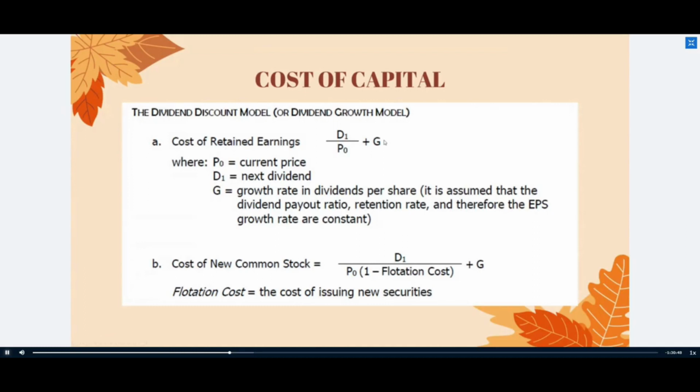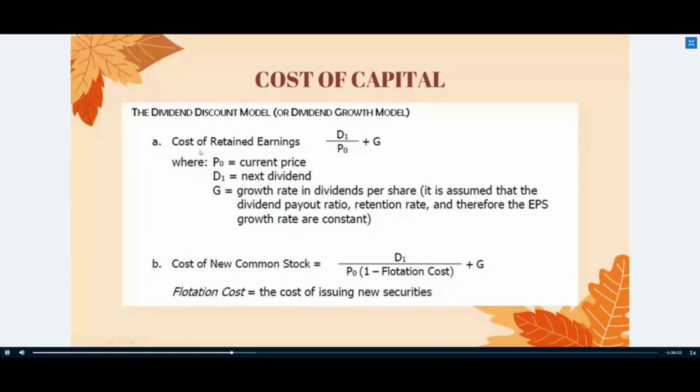Right? Now, what if it's cost of new common stock? So again, it's D sub 1 over P sub 0. Same pa rin naman yan. Multiply by 1 minus the flotation cost. Tandaan, ang flotation cost, this is the cost of issuing new securities. So, bakit walang flotation cost sa retained earnings?